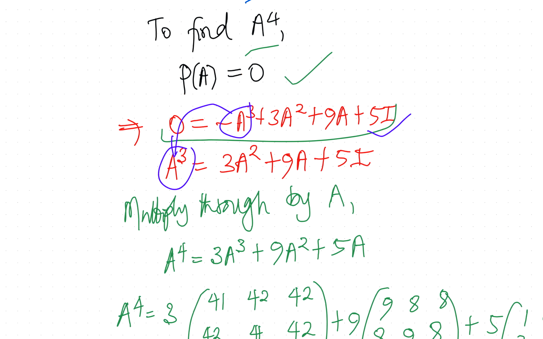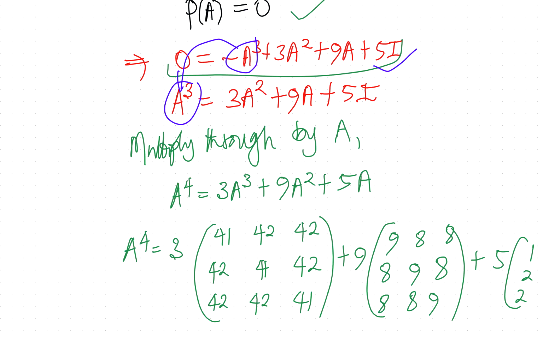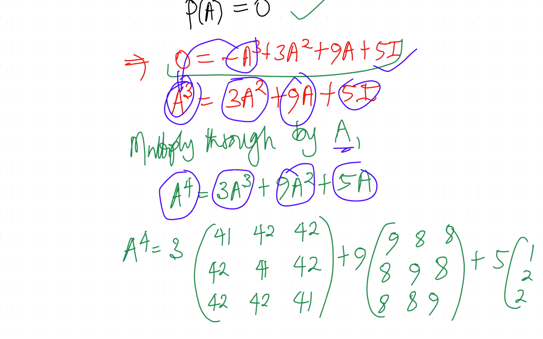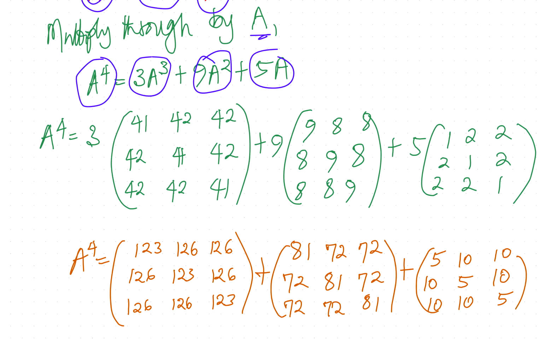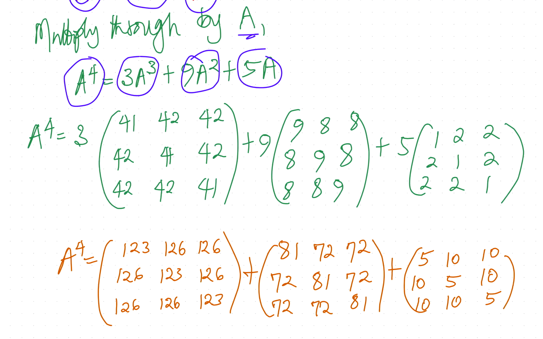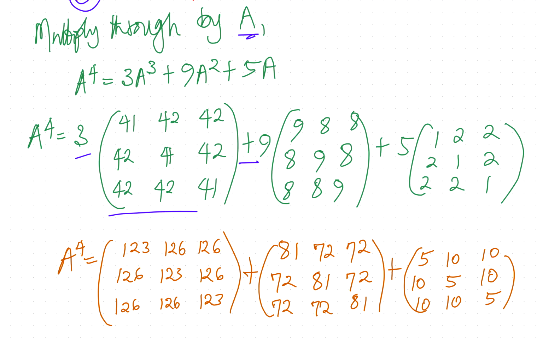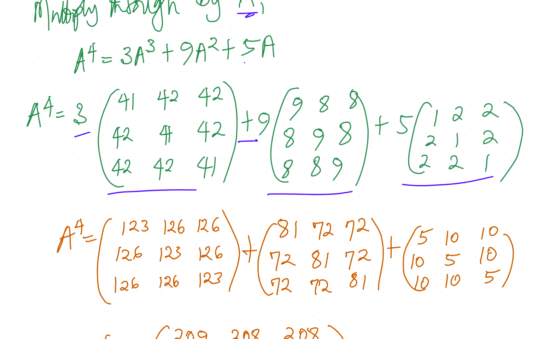Since you need A raised to power 4, you can multiply through by A. A raised to power 3 times A is A raised to power 4. 3A squared times A is 3A cubed. 9A times A is 9A squared. 5I times A is 5A. So A raised to power 4 is equal to 3 times A cubed plus 9 times A squared, plus 5 times A, which is 1, 2, 2, 2, 1, 2, 2, 2, 1. And of course, we already obtained A cubed before.